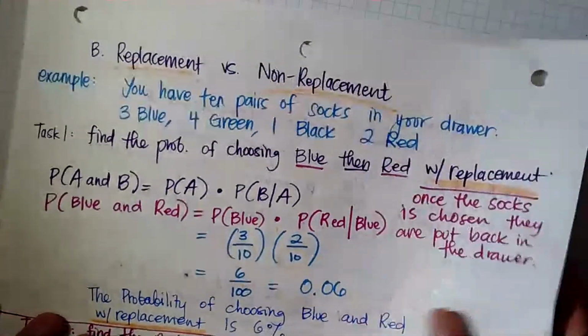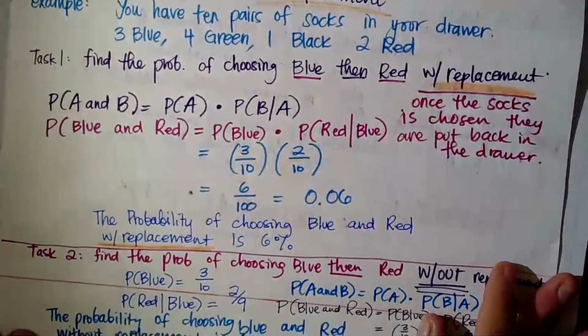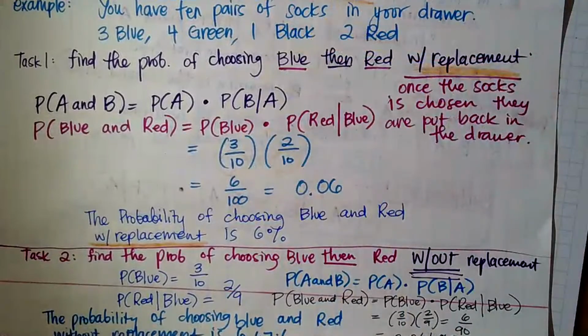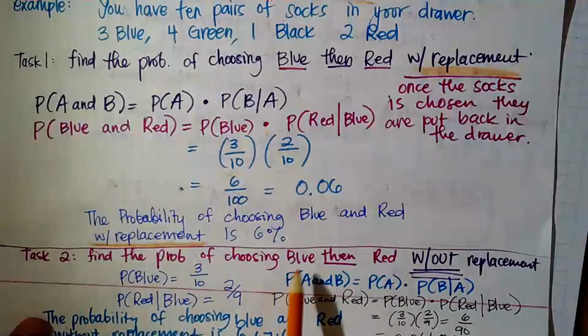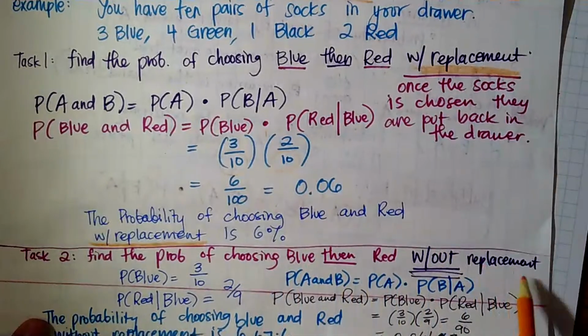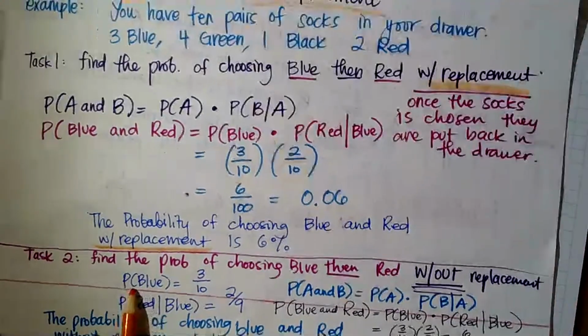Let's talk now about this same scenario, but now we're looking at finding the probability of choosing blue then red, but this time that sock stays out. It does not get placed back. That's what without replacement means.